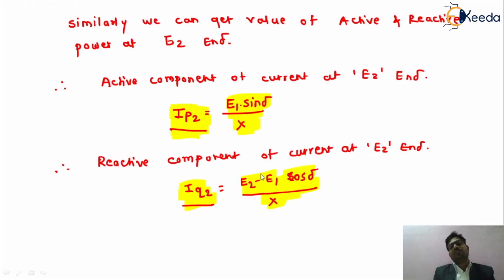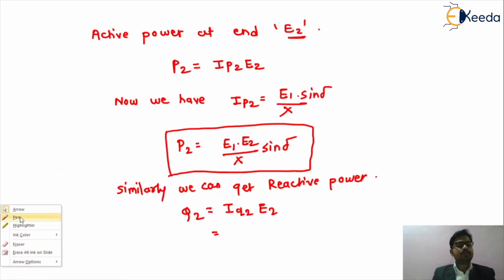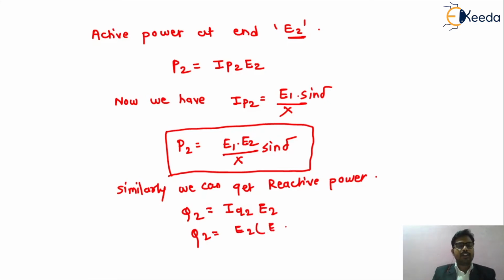Similarly we can substitute this value of IQ2 into that equation. So we have the value of Q2: E2 into E2 minus E1 into cos del divided by x. This will be the formula of the reactive power at the E2 end.